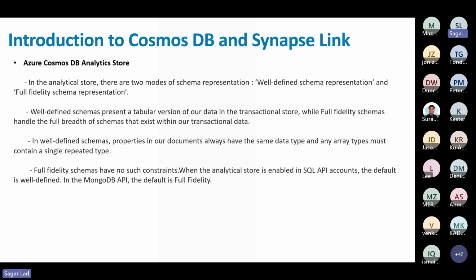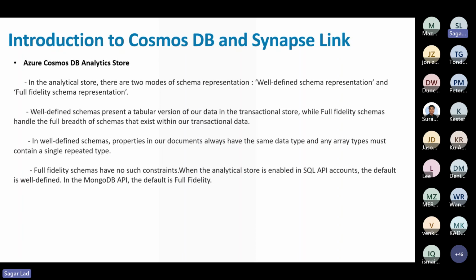In the analytical store of Cosmos DB, there are two modes: well-defined schema representation and full fidelity schema representation. The well-defined schema representation provides a tabular version of the data in the transactional store, while full fidelity schemas handle the full breadth of schema that exists in the transactional data. In the well-defined schema, properties in a document always have the same data type, and any array type must contain a single repetitive type. But in the full fidelity schema, there is no such constraint.